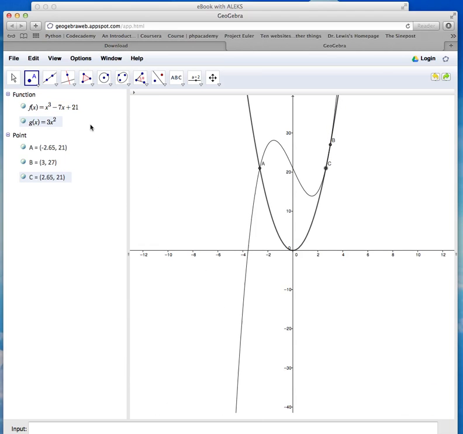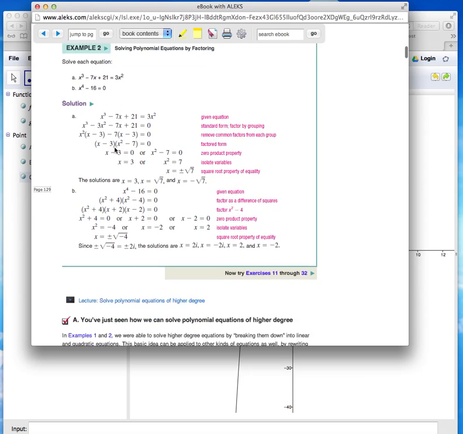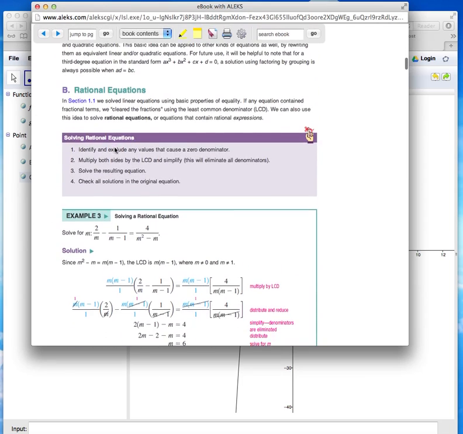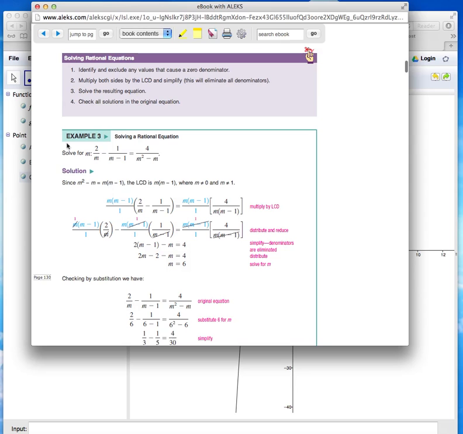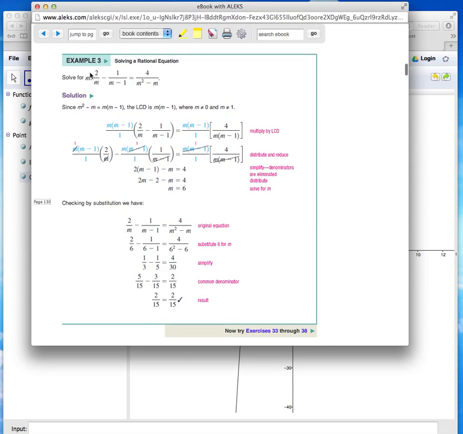You can see one, but the way to tell is if you have a third degree, x to the third, you're going to have 3. X to the fourth, you're going to have 4. You could do the same on this one if you wanted to figure out where this one crosses. You just put 2 divided by m minus 1 over parenthesis m minus 1 equals 4 over parenthesis m squared minus 1, and then it would find that as a solution.